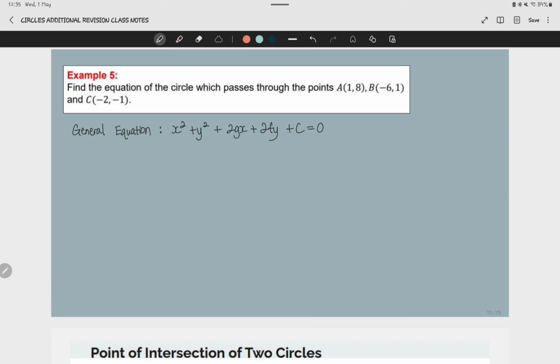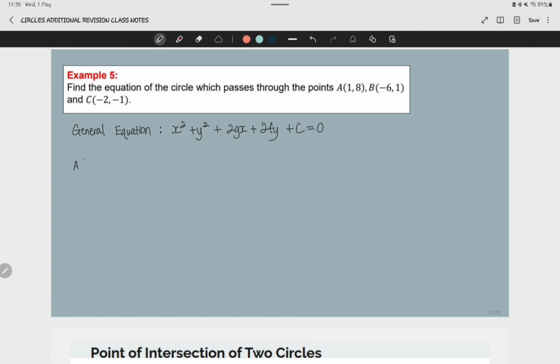This is your general equation. Therefore, when we are going to find the equation of a circle, we substitute those 3 points into this equation. When we have 3 different equations and 3 variables that we want to find, what do we do? Simultaneous linear equations. Just do simultaneous linear equations.